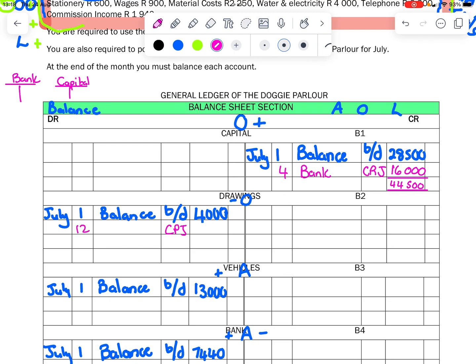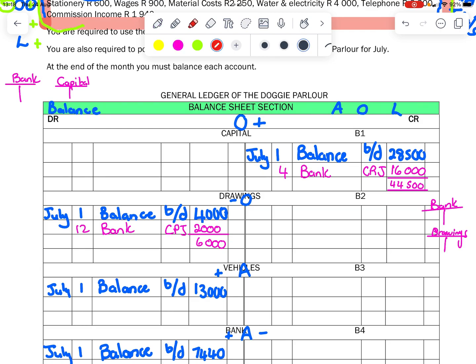Remember, if we were to draw two T's for this account, we'd have bank and we would have drawings. Now again, because we're in the drawings ledger account, our contra account there is bank, and the amount there was 2,000. Now, in the capital account, we totaled up and we had 44,500. Again, here we need to total up, so we get 6,000.